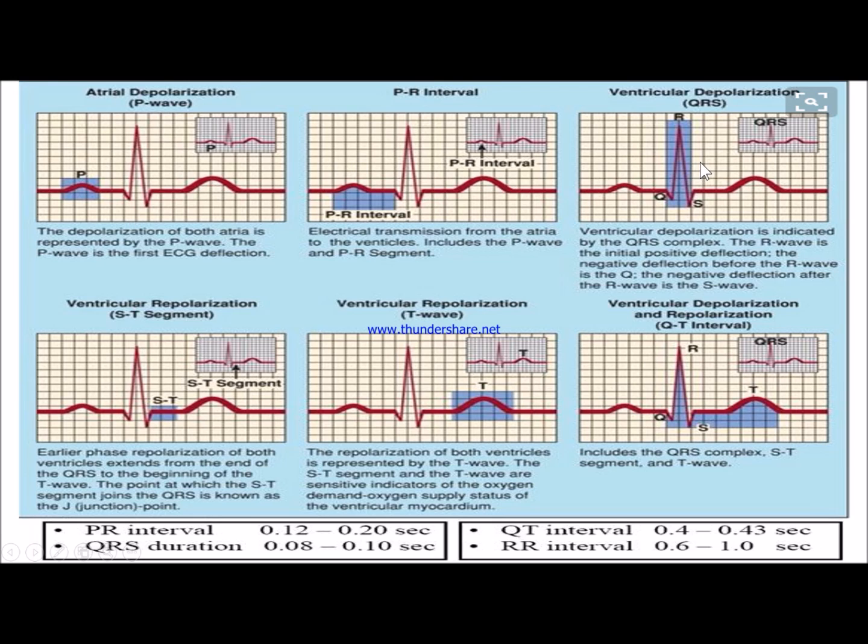When ventricular depolarization starts, it is denoted by the QRS complex. The QRS duration is 0.08 to 0.10 second. Here we can see that the R wave is the positive deflection, the Q wave is the negative deflection, and the S wave follows the R wave. The ventricular depolarization is indicated by the QRS complex. After the ventricular depolarization, there will be ventricular repolarization, denoted by the ST segment and the T wave.